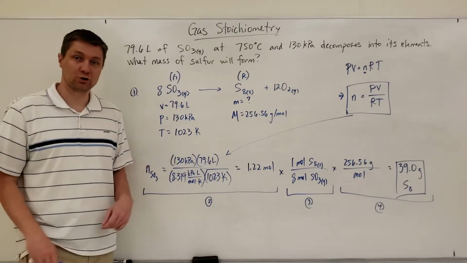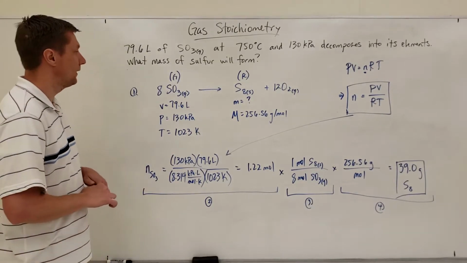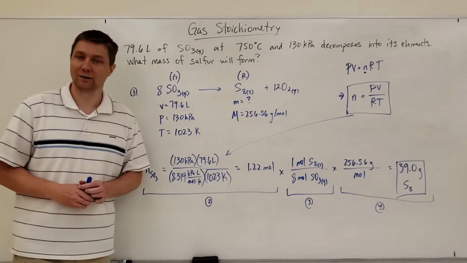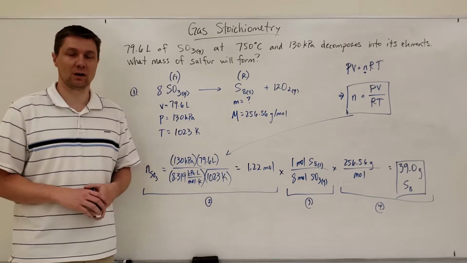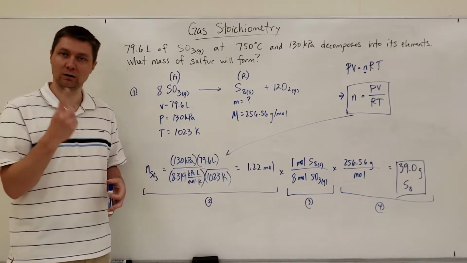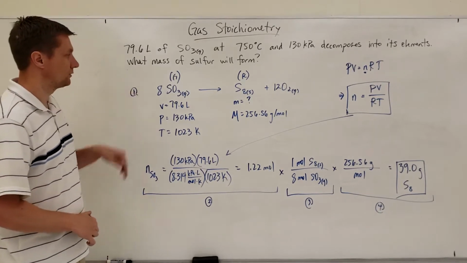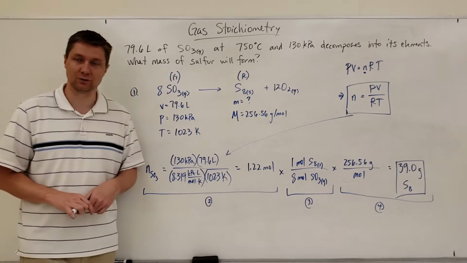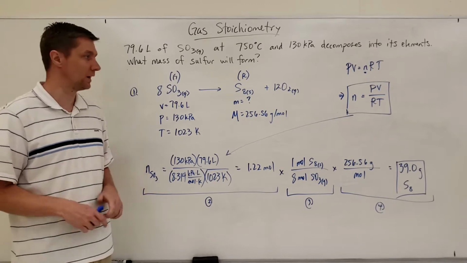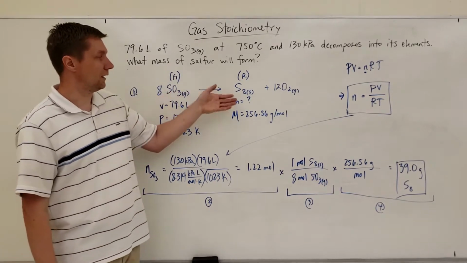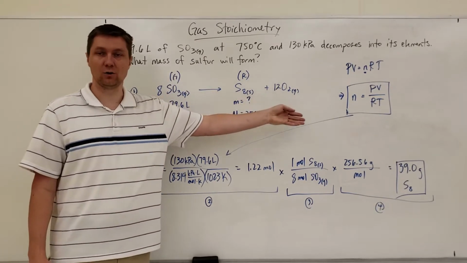It's example number two here up on the board. We've got our balanced chemical equation. Again, running through the steps of stoichiometry. Follow along with me. Step number one, write a balanced chemical equation. So here it is. I've got the decomposition of sulfur trioxide, and that decomposes into S8 and O2.